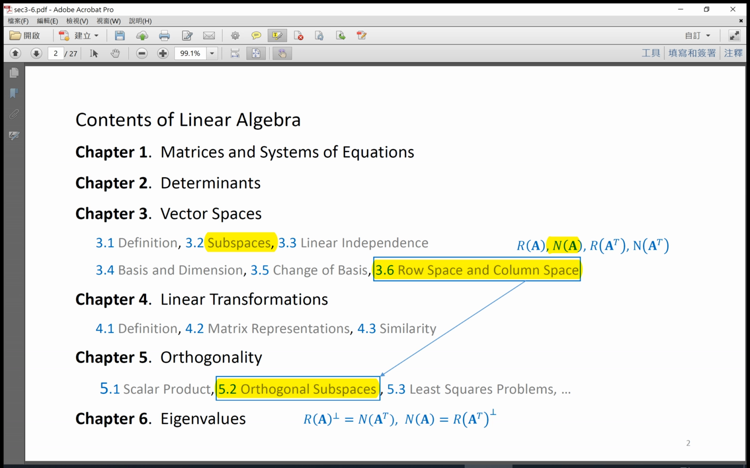In particular, the column space is perpendicular to the null space of A transpose. You need to familiarize yourself with these definitions of row space and the column space and null space. Otherwise, you will encounter difficulties when learning section 5.2.